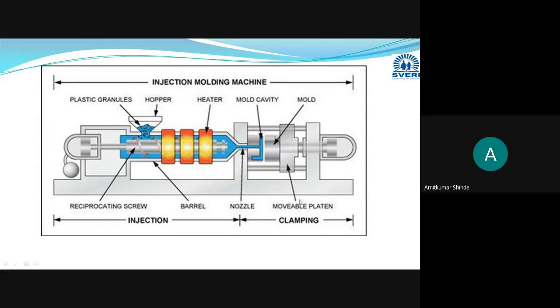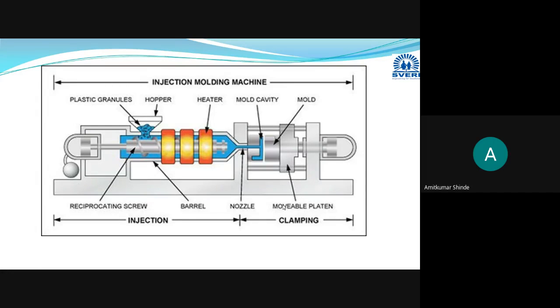Okay, so the first stage is clamping. Before starting the injection molding process, you have to provide the clamping. Why is clamping necessary? Because the mold is present in two parts, or two halves, you can say. One is fixed and the other is movable. To keep them together, we are required to provide some clamping.